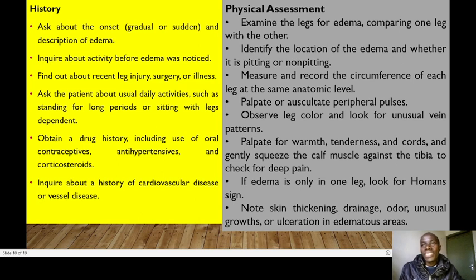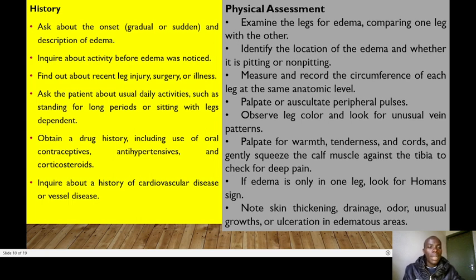So when you get a patient with edema, you have to subject them to some form of assessment. And the assessment involves collection of symptoms, that is getting history, and signs, that is performing some tests on the patient. So you need to ask the patient about the onset. When did it start? Is it gradual or has it been sudden? You need to inquire about the activity before the edema was noticed. What was he doing? Find out about any recent leg injury, surgery, or illness.